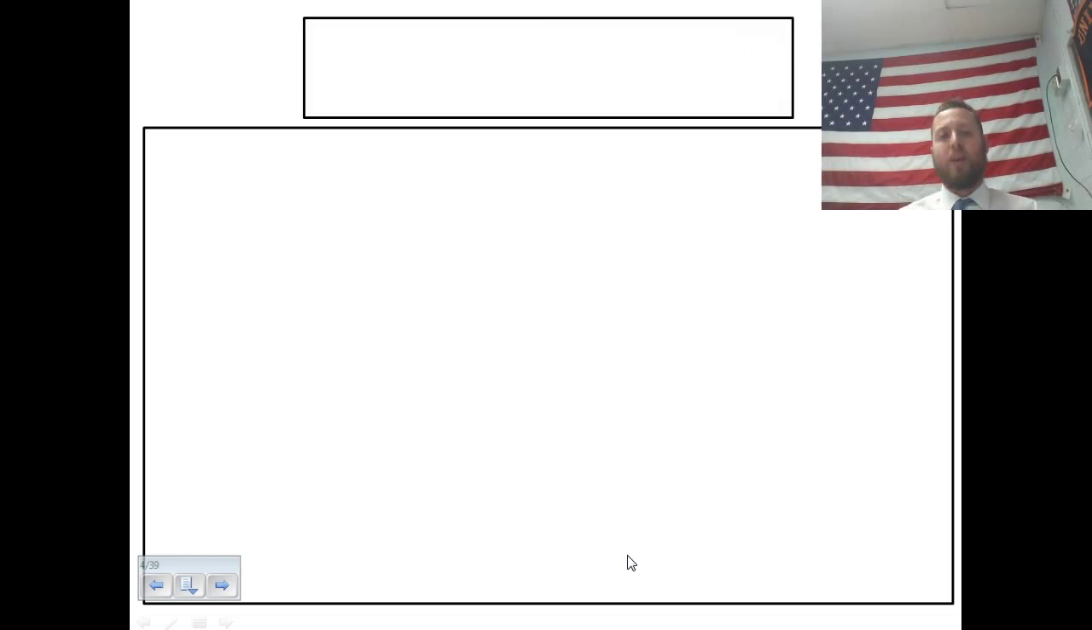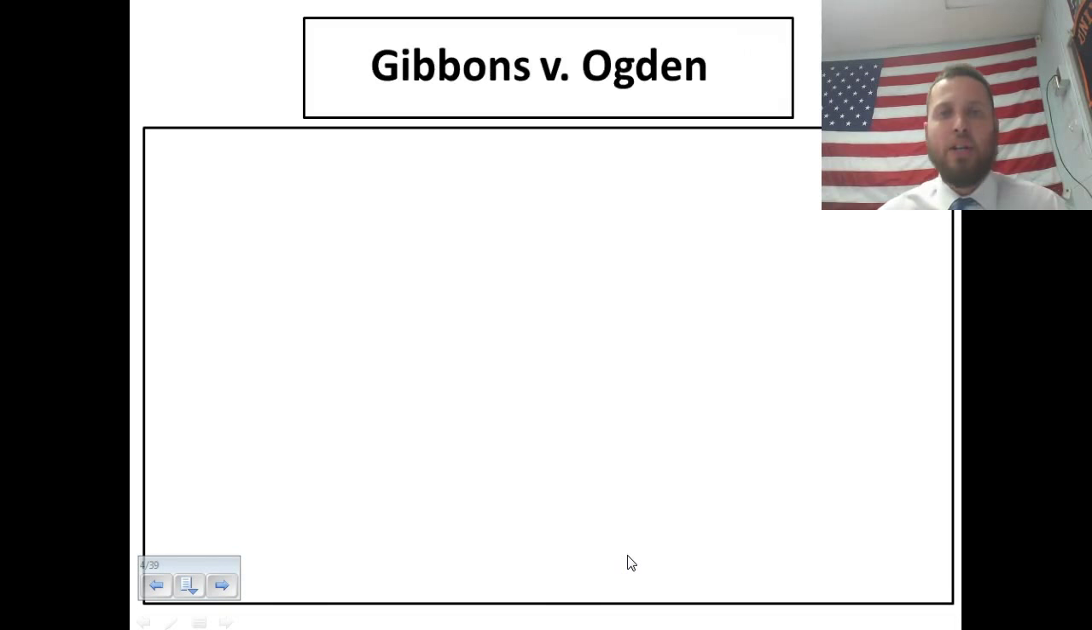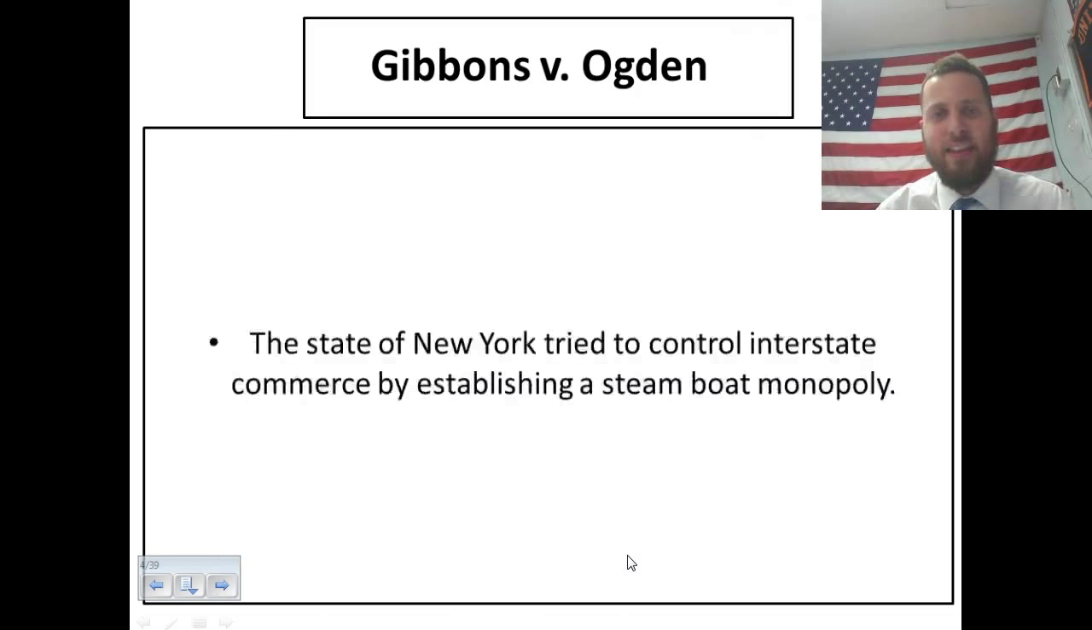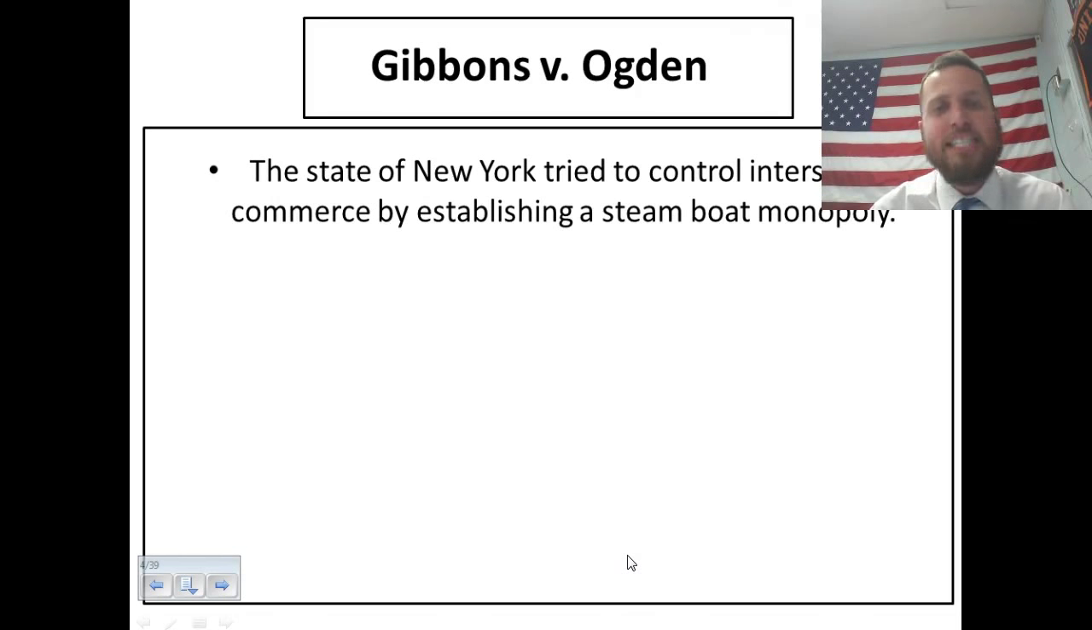Let's do another court case. New card. I want you to label it Gibbons versus Ogden. Gibbons versus Ogden. Super sweet. Do we love it? Let's do it. Here we go. The state of New York tried to, this is what I'm blocking, I'm blocking the words, control interstate.